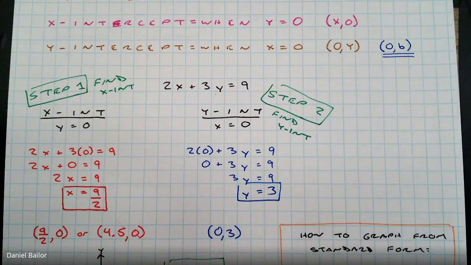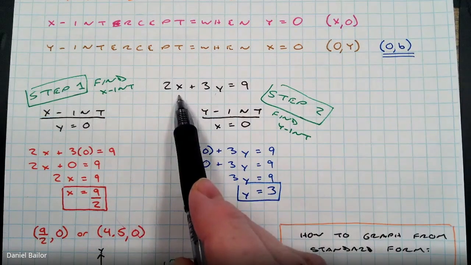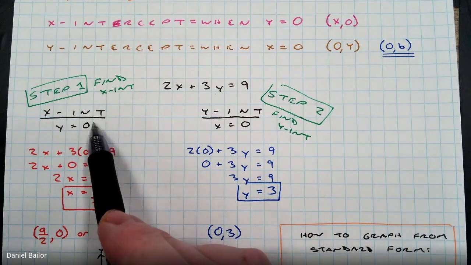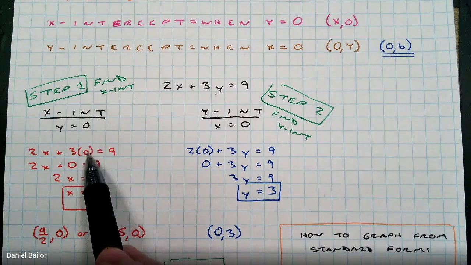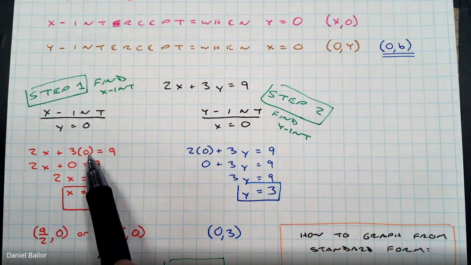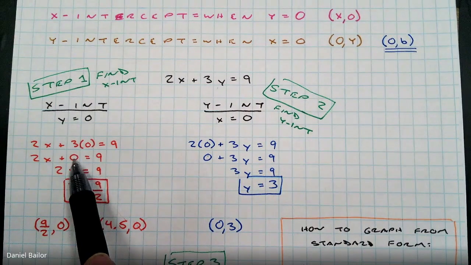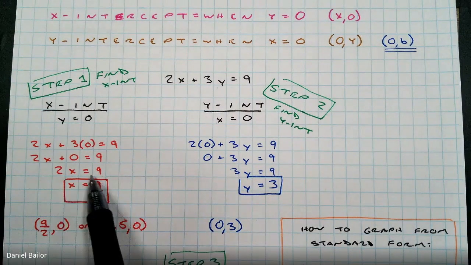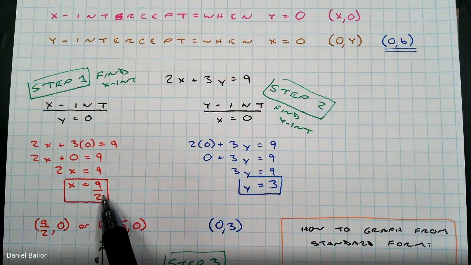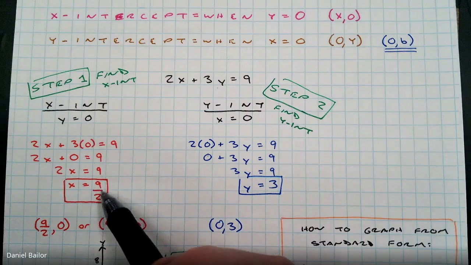So x-intercept is when y is 0. So I take my equation right here. This is my equation. Step 1, find the x-intercept. So x-intercept means y is 0. So I take 0 and put it where y is. Instead of y, I have a 0, and I solve it. So y is 0, which means 3 times 0 is 0. That gives me 2x equals 9. Divide both sides by 2 with the division property of equality. I get x equals 9 divided by 2. So if y is 0, x is 9 over 2.